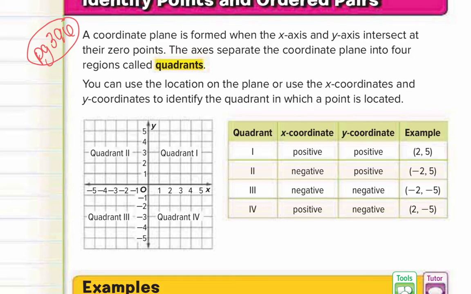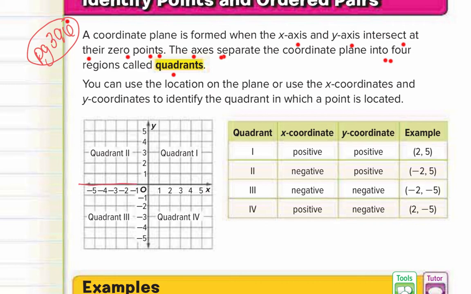Today we're starting on workbook page 396. We're going to start with some definitions. A coordinate plane is formed when the x-axis and the y-axis intersect at their 0 points. These axes separate the coordinate plane into 4 regions called quadrants.